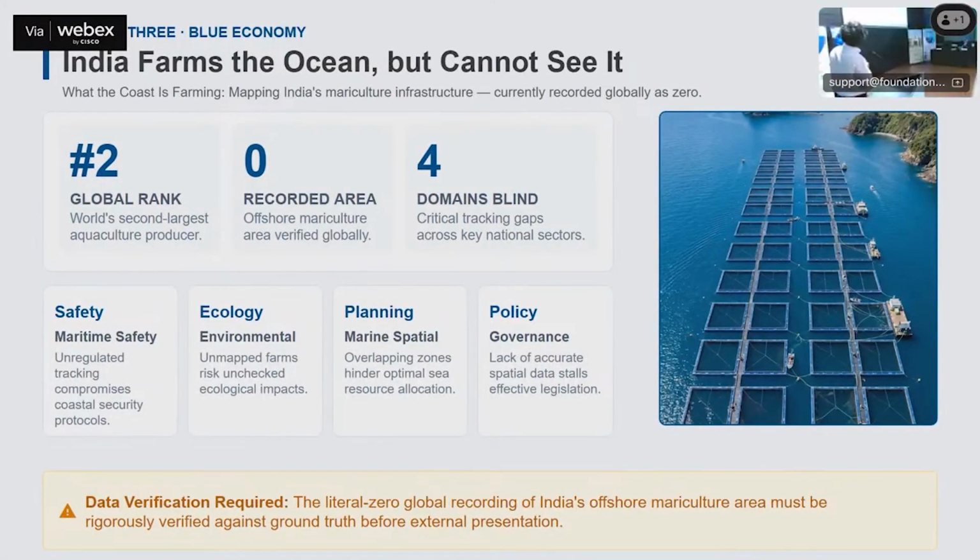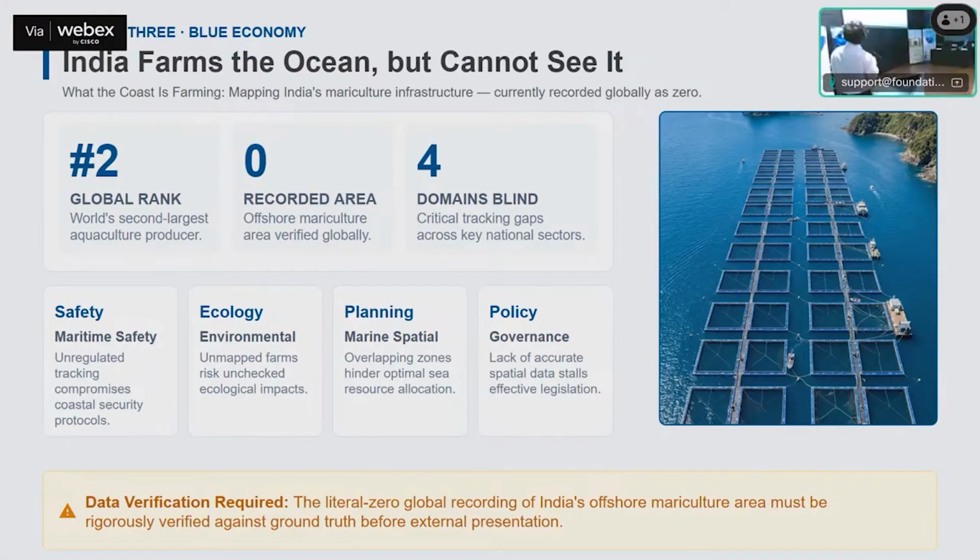India ranks second globally as the world's largest aquaculture producer, but even after this, there is zero recorded area of aquaculture, seaweed farms, and anything like this. And this creates a large data gap and blindness for the policymakers, the government, and the people who are running these farms.